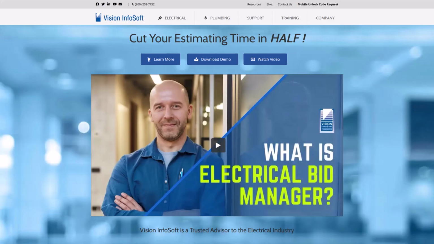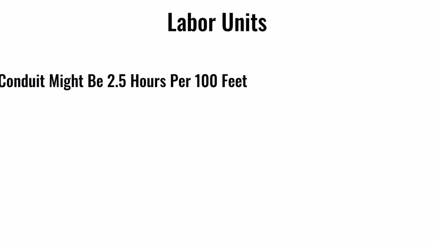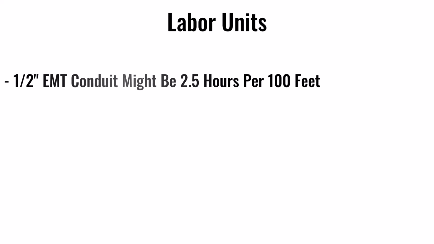My preferred method of compiling a labor budget is with commercial estimating software. But before we can discuss that process, we need to look at the foundation of commercial estimating software, which is the labor unit. Virtually every piece of electrical material has been analyzed and assigned a time frame for its installation called a labor unit. For example, the labor to install half-inch EMT conduit might be 2.5 hours per 100 feet.